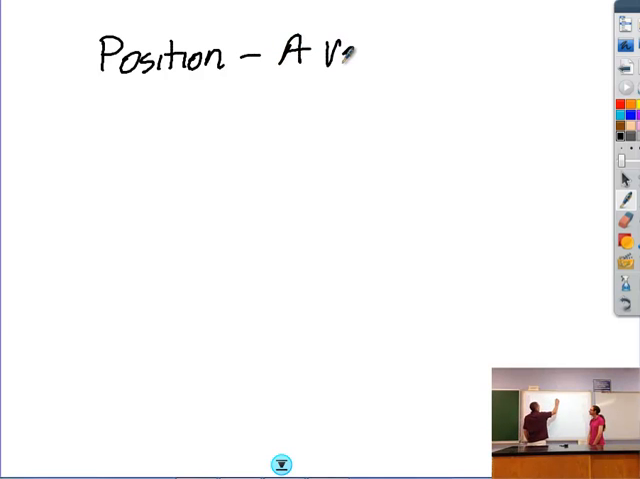If I want to know where something's at, describe where I'm at. You are about a meter in front of me. About a meter in front of you. Okay? There's three pieces of information in that position. And position is something that is a vector. There's lots of different kinds of vectors. So let's see if we can figure out what makes position a vector.